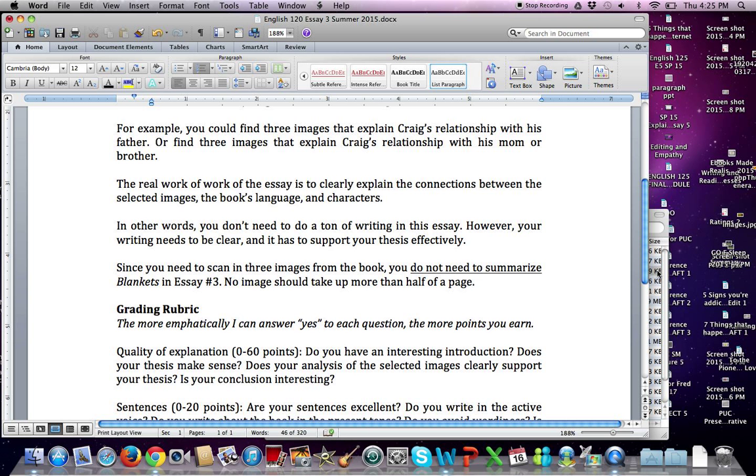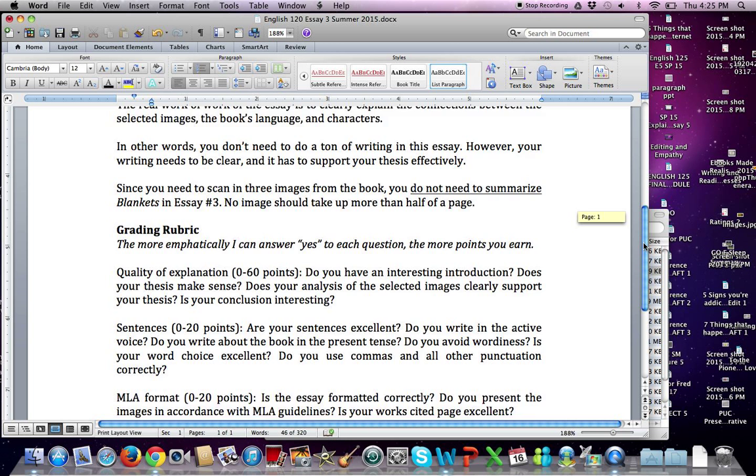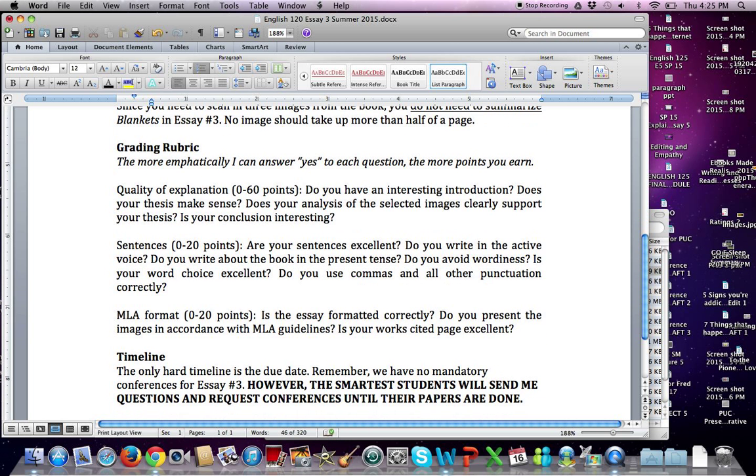Okay. The more emphatically I can answer yes to each question, the more points you earn. 20 again for MLA, 20 again for sentences, 60 again for, instead of argument, your explanation. Interesting introduction, clear thesis. Make that language specific. We saw a lot of really good thesis work in Essay 2. Keep it up. Does your analysis of the selected images clearly support your thesis?